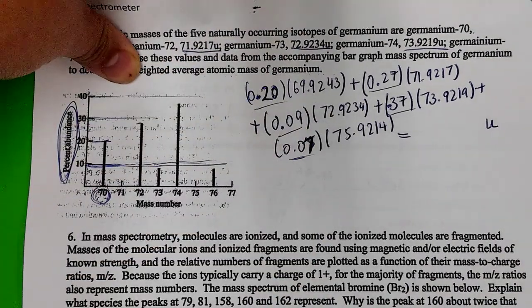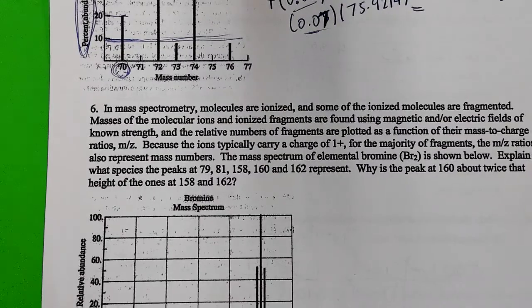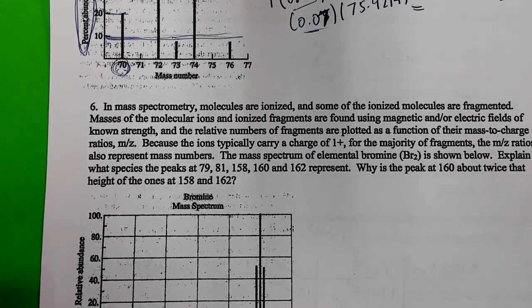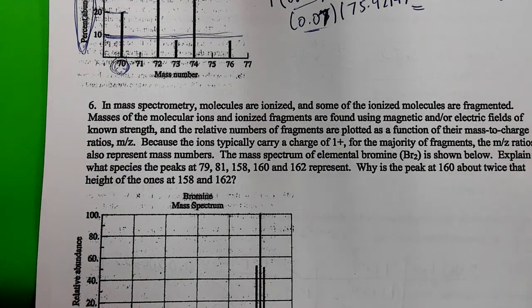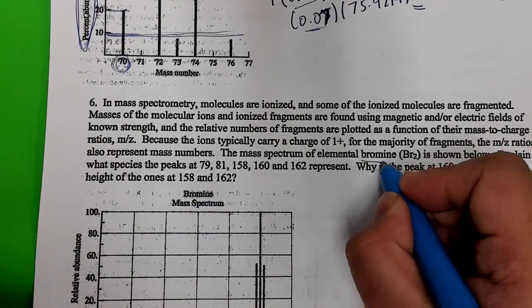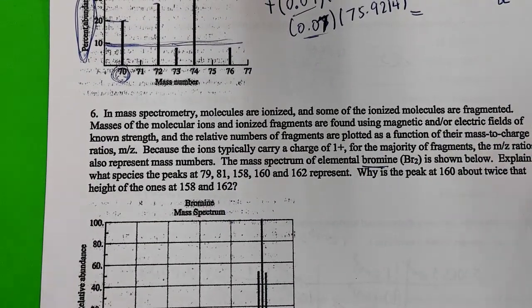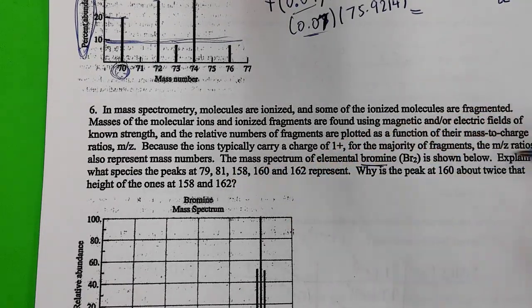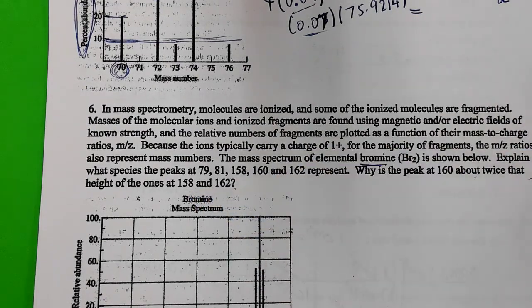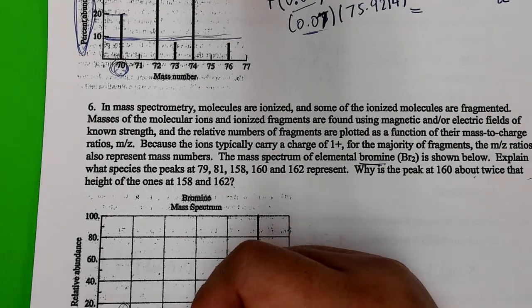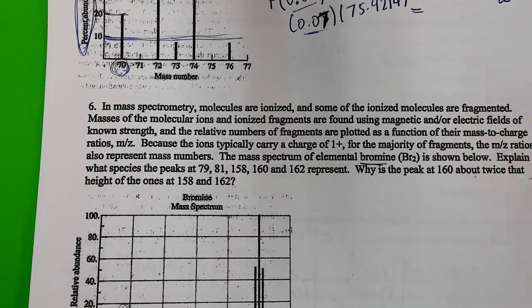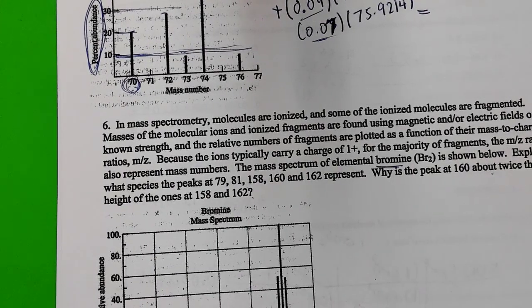Now let's take a look at this one. Oh, this is an interesting question. We're looking at boron, I mean, not boron, bromine. If you keep reading, we're looking for bromine. It says ions typically carry a charge of +1 for the major fragments. You are seeing these fragments, and the peak at 160 is about twice as high as 158 or 162. Well, take a look at the peak here. A little bit less than 80, a little bit more than 80, 79 and 81, about the same length.